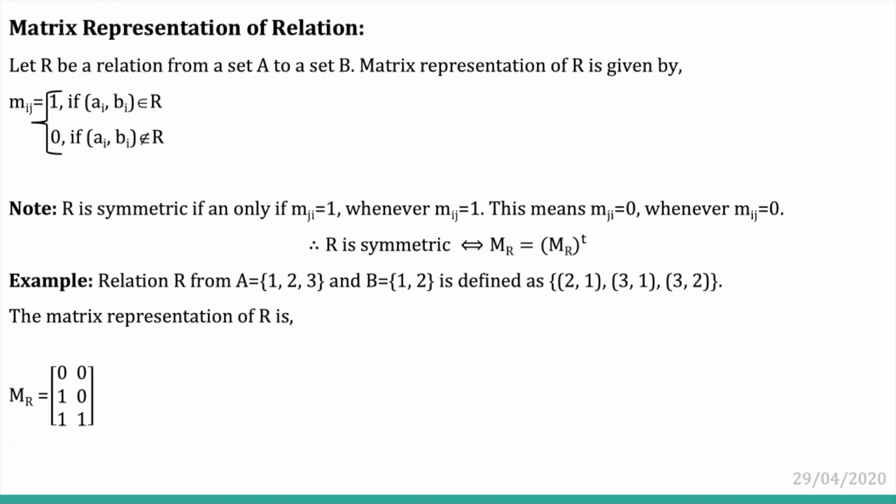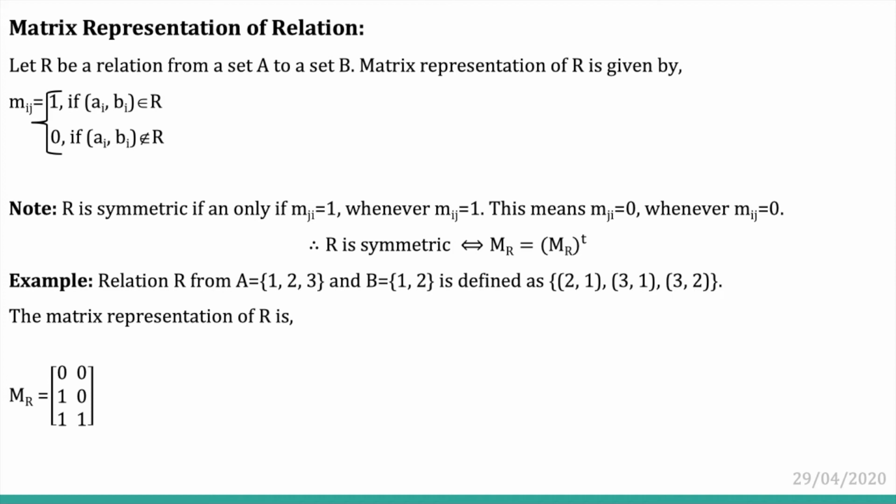If MR is a matrix representation of relation R defined over a set A, then the ordered pair AI, BJ is represented by the matrix element belonging to the ith row and jth column. This element is equal to 1 whenever the ordered pair AI, BJ exists in R and 0 otherwise.